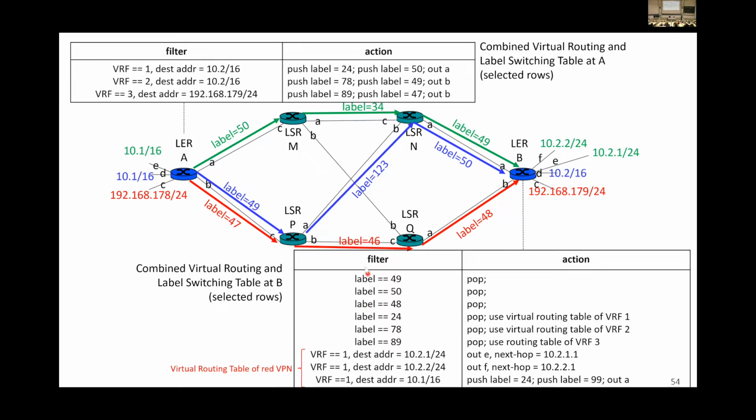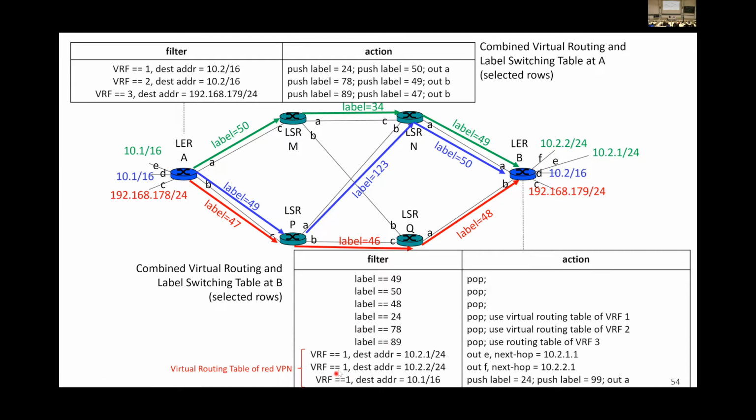And of course, similar things will exist. So the routing table of B will be very large. It will have a private routing table for the red, for the blue, and for the green. If you look, for example, at the last table here, this is what router B should do when it receives an IP packet that belongs to VRF1. That means to the green VPN.